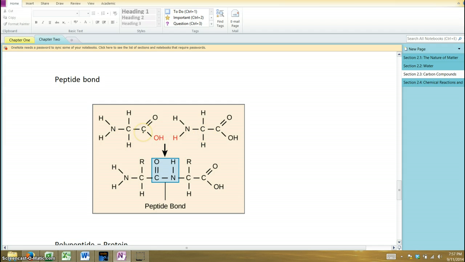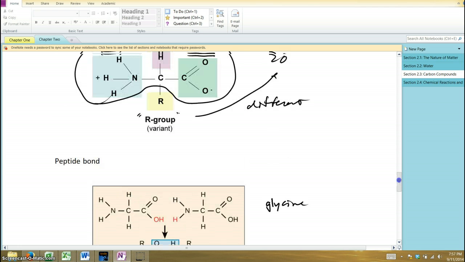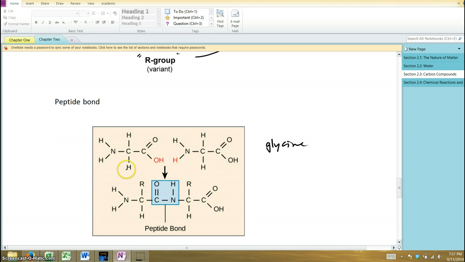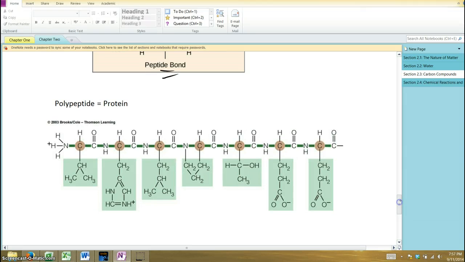So here we have two simple types of amino acids. And if I remember correctly, these are called glycine. It's the simplest type of amino acid because you'll notice here the R group in this one is simply a hydrogen. So what we do is we remove this hydrogen and this OH group, and they basically leave as water. And the carbon of one amino acid bonds with the nitrogen of the adjacent one. And again, we call this a peptide bond. And when you put a bunch of these together, peptide bond here, here, etc., you get your polypeptide.